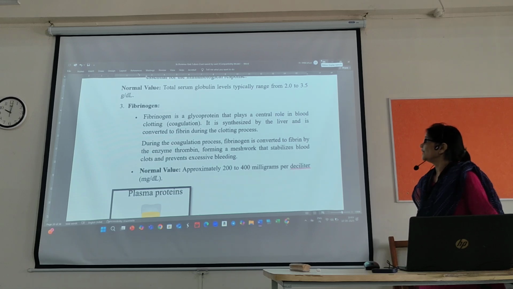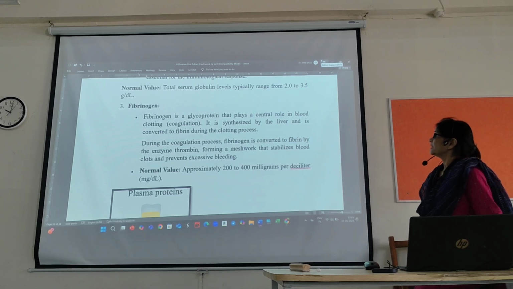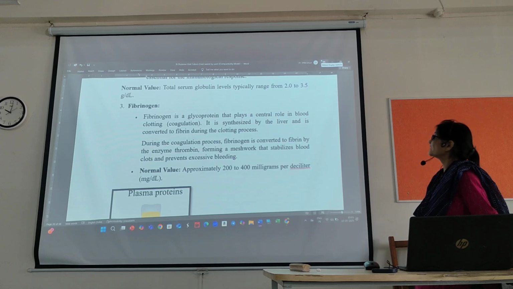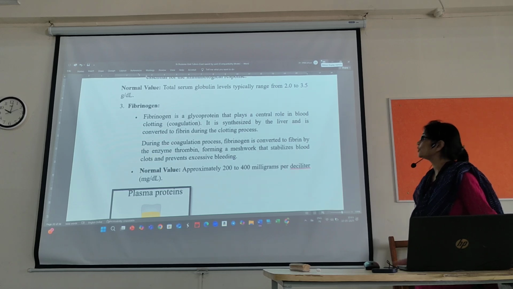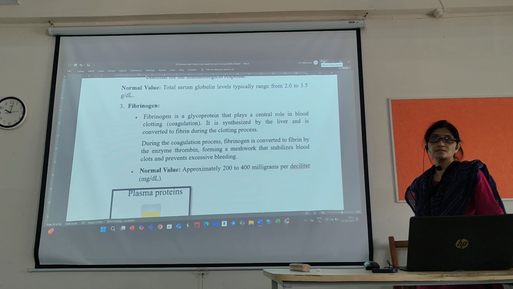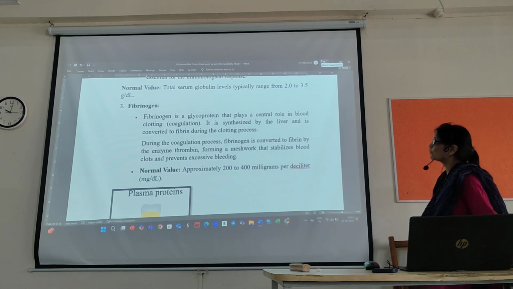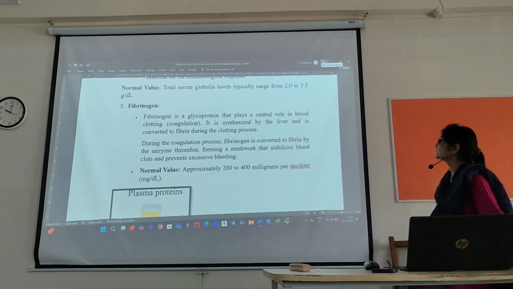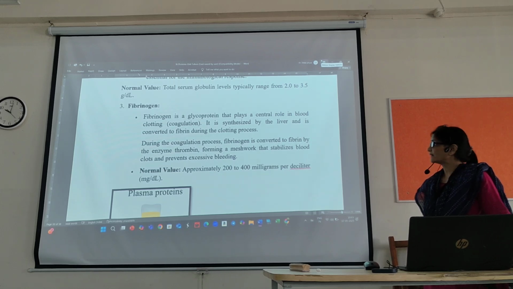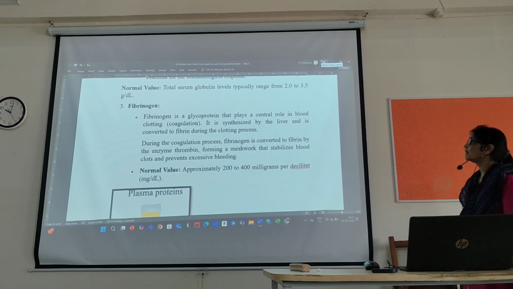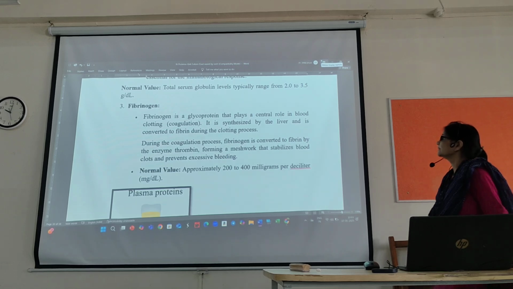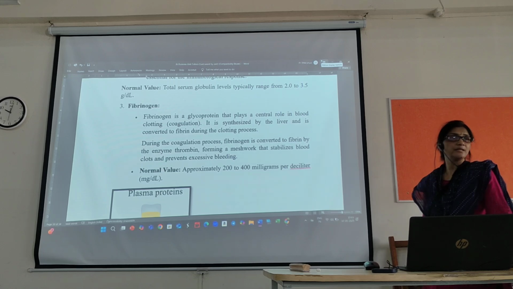Fibrinogen plays an important role in blood clotting. This is one of the clotting factors. It is synthesized by the liver and is converted to fibrin during the clotting process. During coagulation, fibrinogen is converted to fibrin by the enzyme thrombin, forming a meshwork or network that stabilizes the blood clots and prevents excessive bleeding.